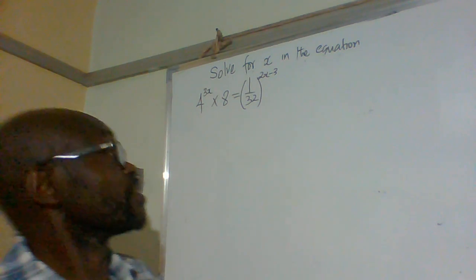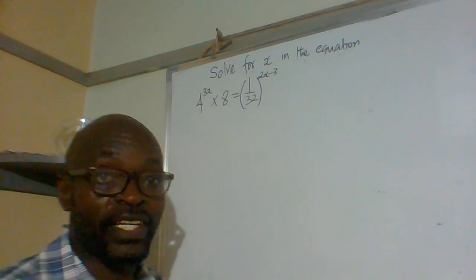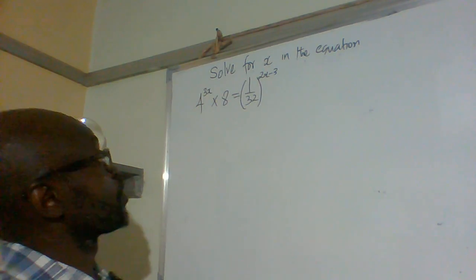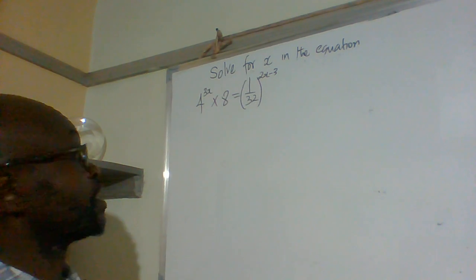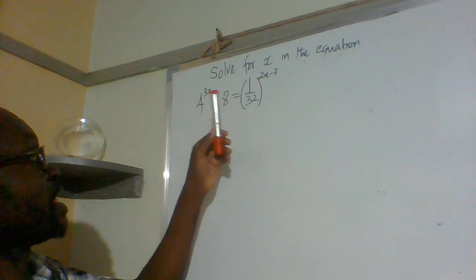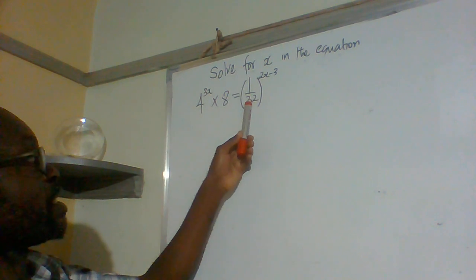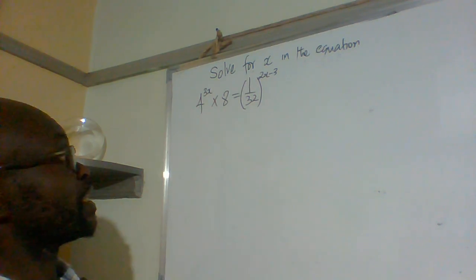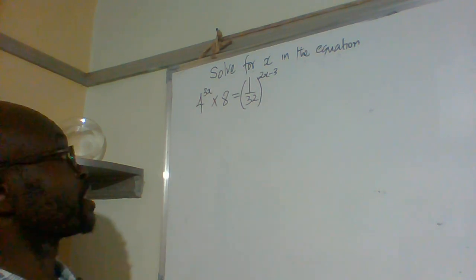Here we have a question where we are given an equation and we are asked to solve for x. We have 4 power 3x times 8 is equal to 1 over 32, and everything is raised to 2x minus 3, and we are asked to solve for x.